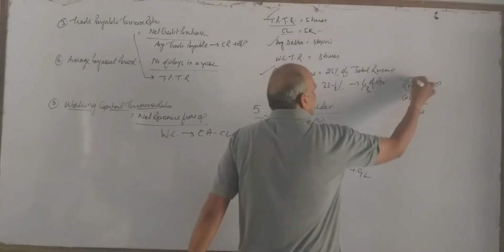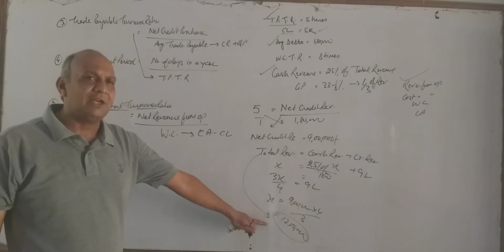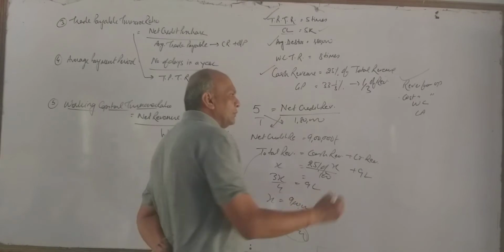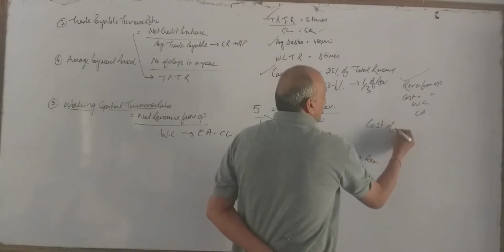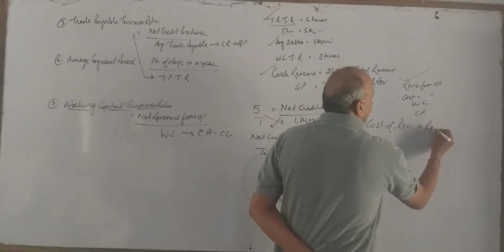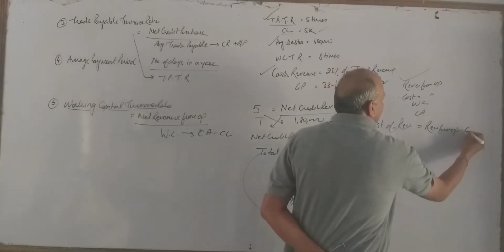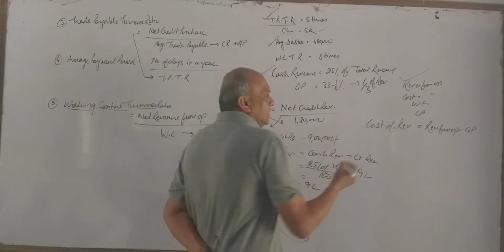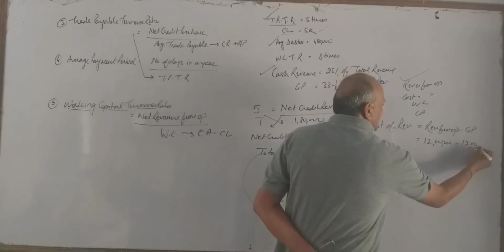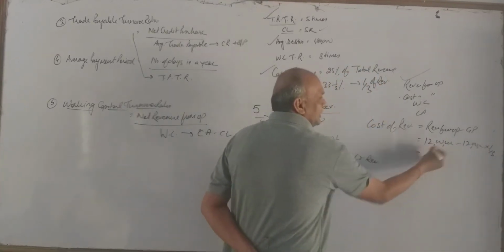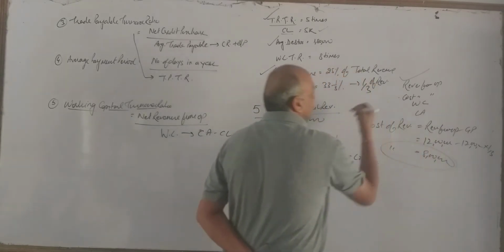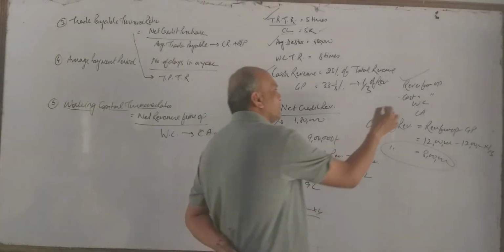Now one answer has come. Revenue from operation, total revenue, is 12 lakh rupees. Now let us find cost of revenue. How to find out? Apply the formula, my dear. Cost of revenue is equal to revenue from operation minus gross profit. Revenue from operation is given as 12 lakh and gross profit is 1/3 of revenue, so it comes to 4 lakh. So cost of revenue is 8 lakh rupees. Another answer has also come.